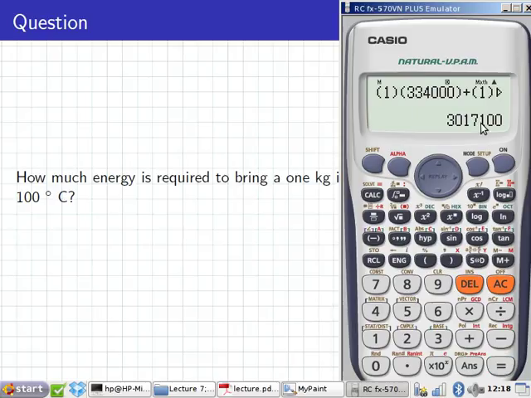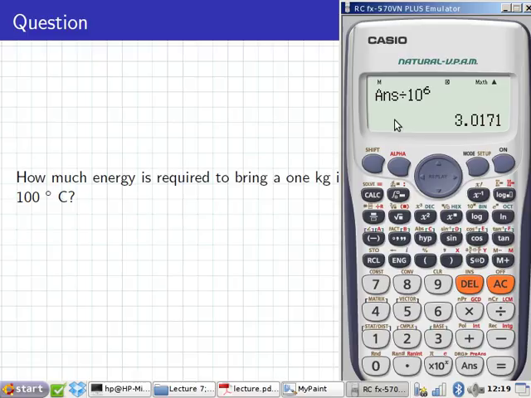Yeah. It's 3 megajoules about. Yeah. 3 megajoules? That's a lot. That's a lot. So to change ice into steam is 3 megajoules. Okay. Got that? Question? No? Okay. Continue? Is it 30 or is it 3? Hang on. 3 megajoules. That's what I got. Yeah.